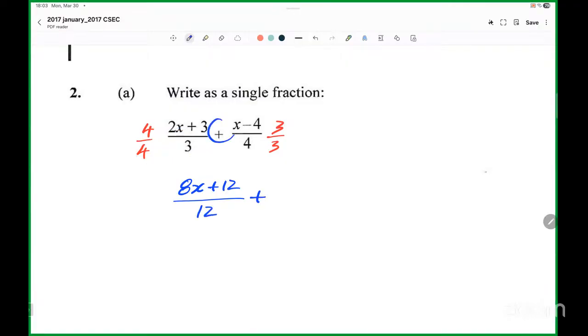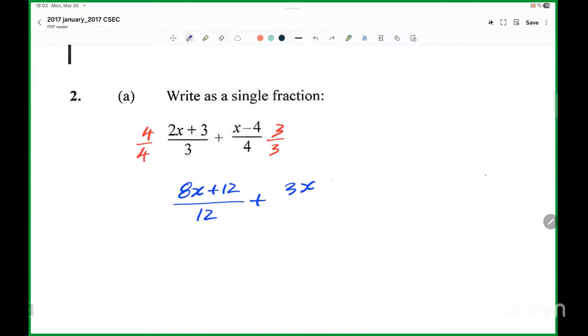Plus, that's this plus in here. I'm using this 3 times this numerator now. 3 times this x is 3x. 3 times this negative 4 is negative 12. Over this, 3 times 4 here is also 12.